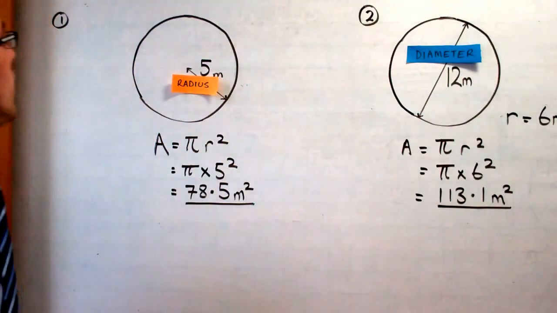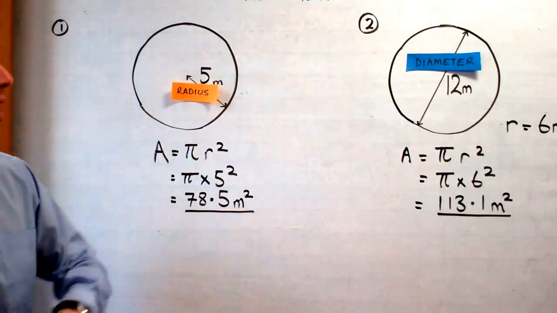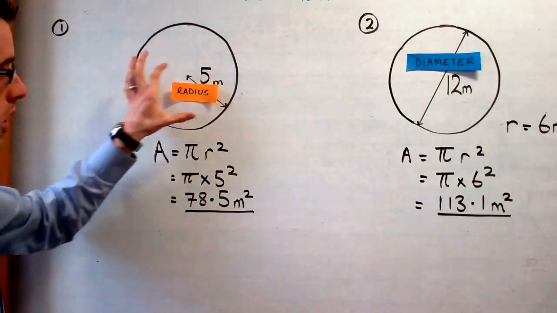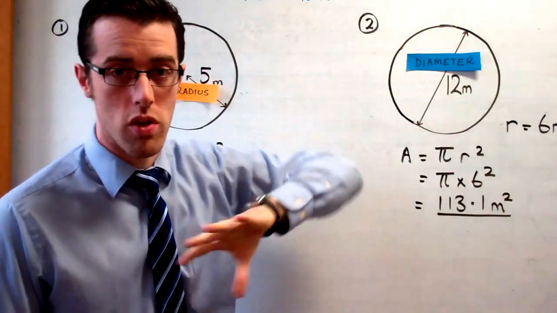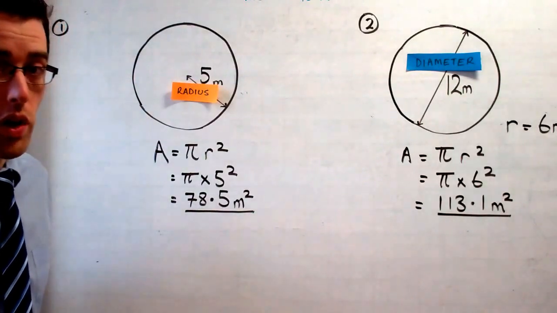Okay? So if we can make sure that we copy both of these examples down into your notes, that would be really, really good. So you can see here we've got one example using the radius, one example using the diameter, and those are the most common examples of circle questions that you'll see when you're working out the area.